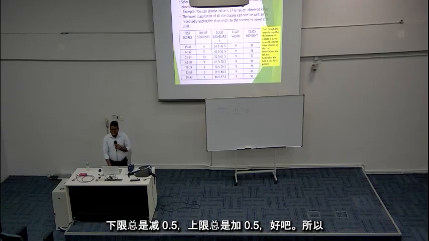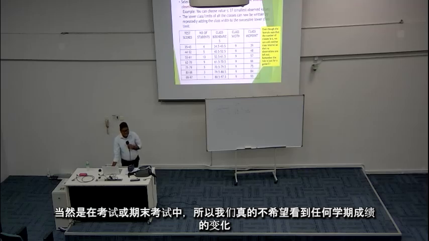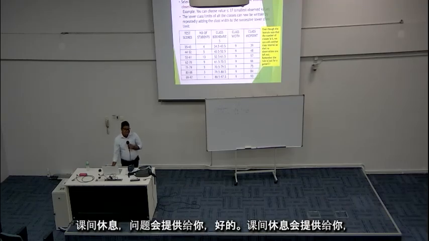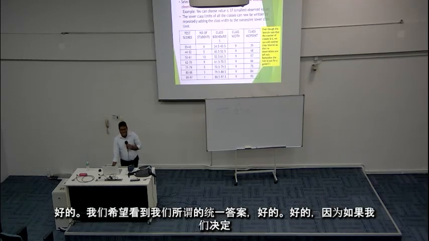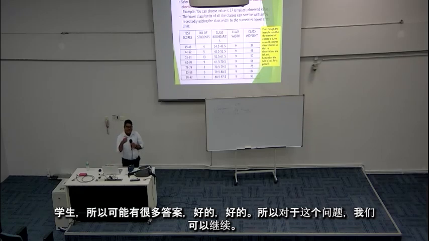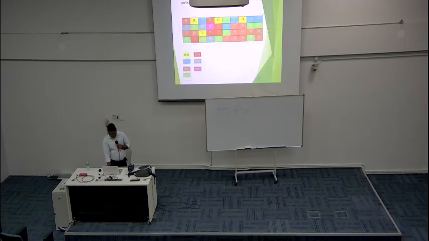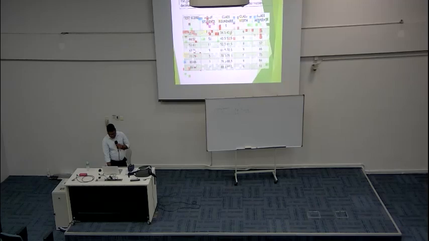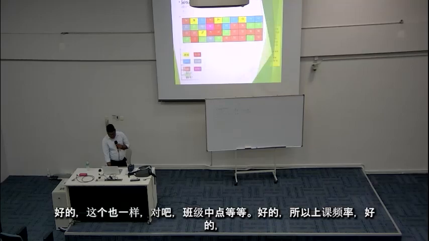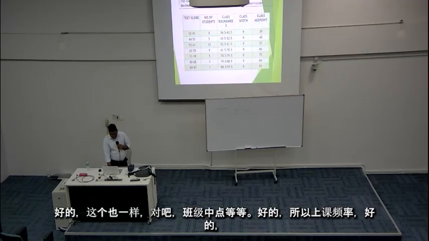Of course, in the test or in the final, we don't want to see any variation in terms of class interval. The question will provide it to you. The class interval will be provided, because we want to see a uniform answer. If we left it to the students, there would be a lot of different answers. So for this one we can proceed. This one is the same, and this one is also the same. Class midpoint and so on.